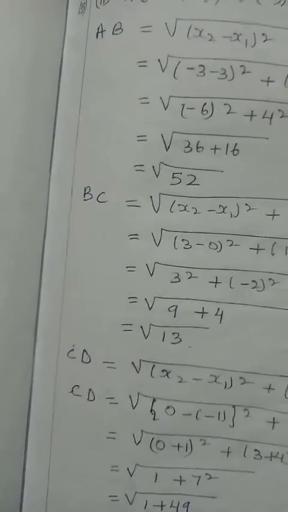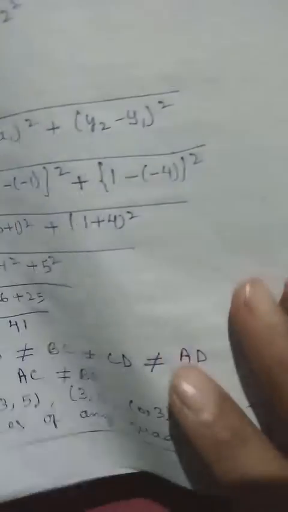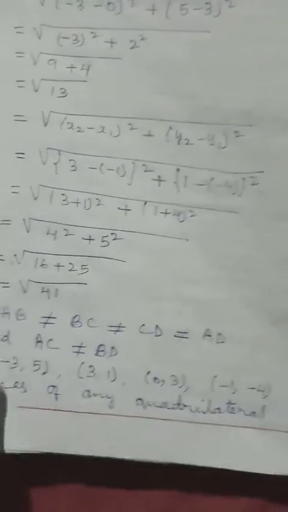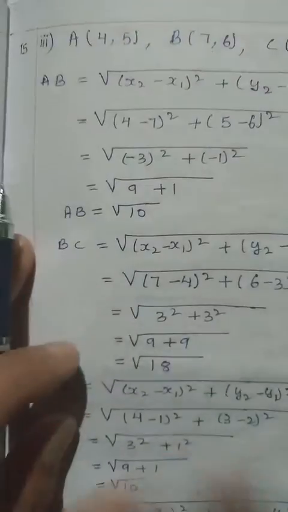So that means it is not a quadrilateral. Okay, then the given vertices are not a quadrilateral. Here you can see we get square root 85, 15, okay? So clearly they are not a quadrilateral.